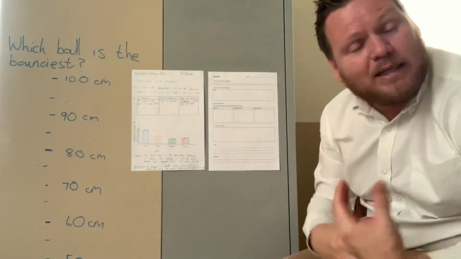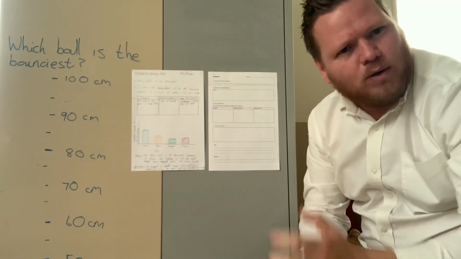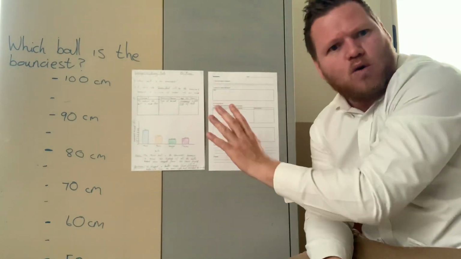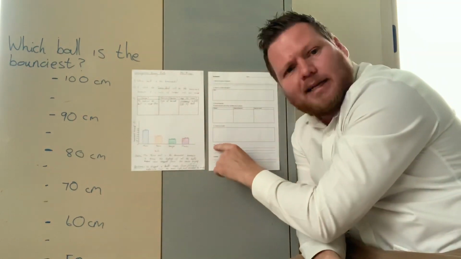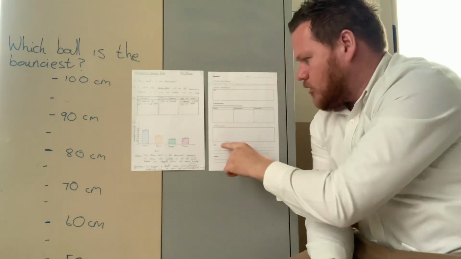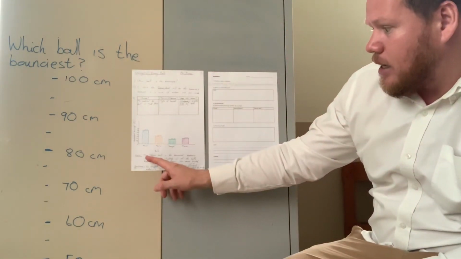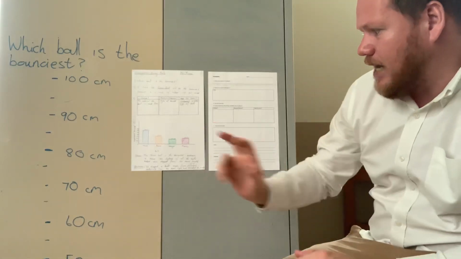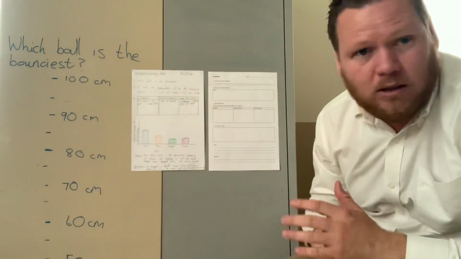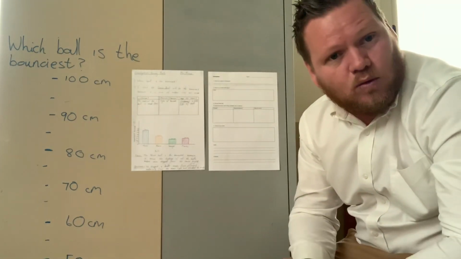What is it that we can claim that is true? We've done all our investigation, we've got our data, we know what happened. Now we can claim something. We've got an answer for our question. So my claim is the tennis ball is the bounciest because, and I'm not going to read the rest of my answer because I want you to write what you think.